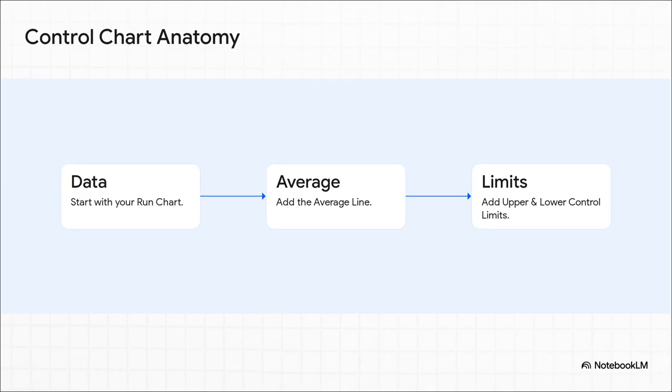First, we start with our basic run chart. That's our data. Second, we draw a line right down the middle for the average. That's our center of gravity. And third, this is the magic part. We use that standard error we just talked about to calculate an upper control limit and a lower control limit.